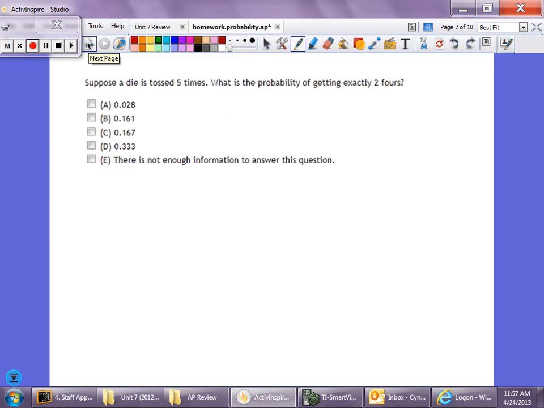Suppose a die is tossed 5 times. What is the probability of getting exactly 2 fours? Again, another binomial probability. Okay? That's all I'm going to give you as a hint. It's a binomial.